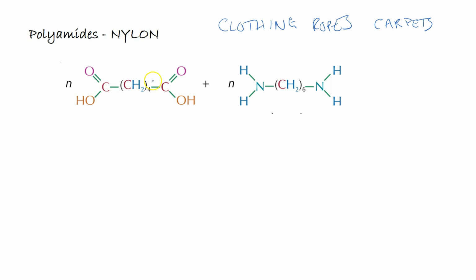Once again, we've got a dicarboxylic acid, and here we've got hexane dioic acid. And actually, of course, that should be hexane dioic acid. There should be an E in there. And here we've got 1,6-diamino hexane.